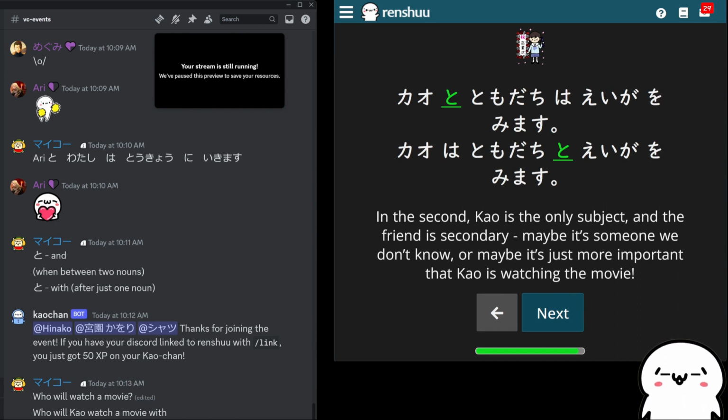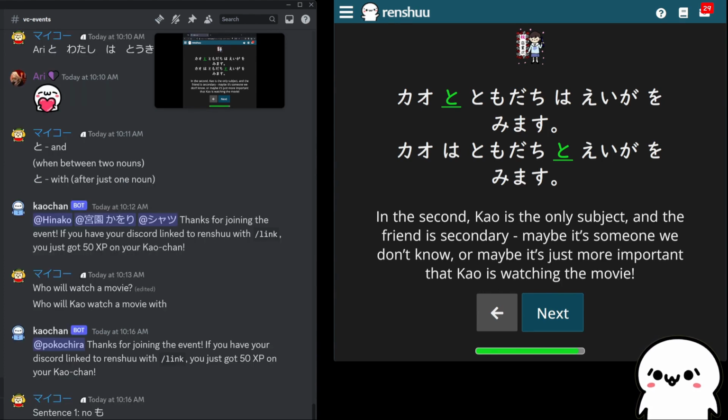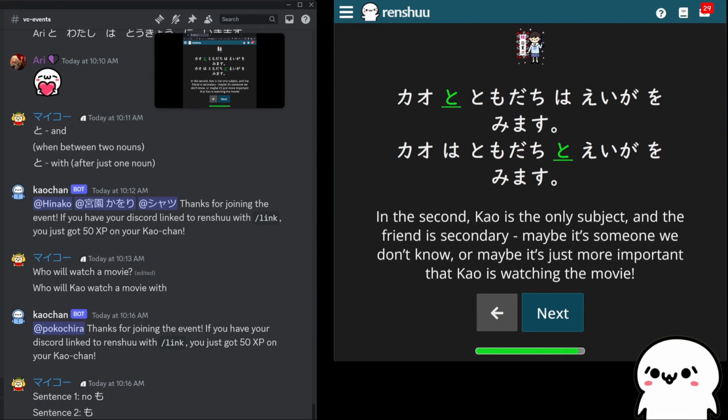So there's to and there is mo. Just as a quick recap, remember mo comes after. Mo is in the second sentence. Sentence 1 has no mo. Sentence 2 is getting that mo and saying, hey, so that thing in sentence 1, it's also true for this thing in sentence 2.